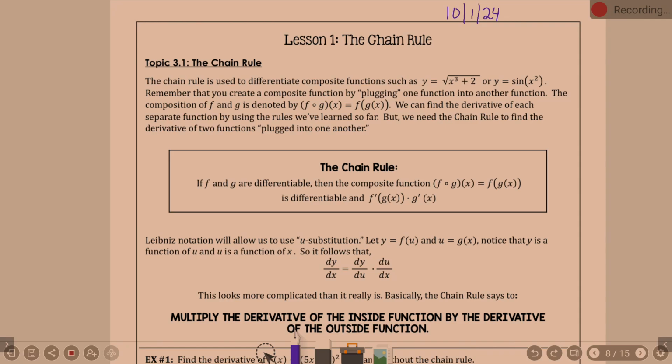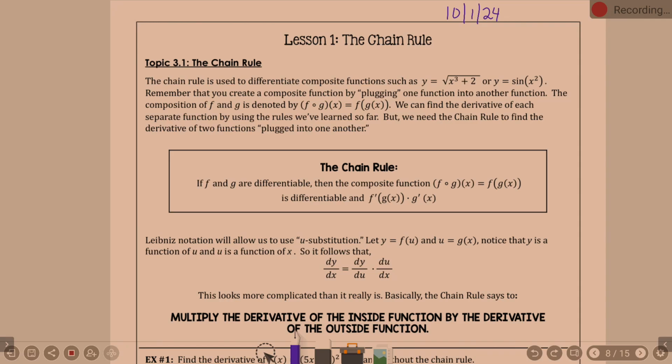And so the idea here is that I have the square root of something. That's something to the 1/2 power. That's a derivative we have to take. But then there also is inside of it an x cubed plus 2, so I have to take the derivative of x cubed also. Or for sine x, we have a derivative for sine, but we also have a derivative for x squared. And so it's how do we handle these when these functions are composed together.